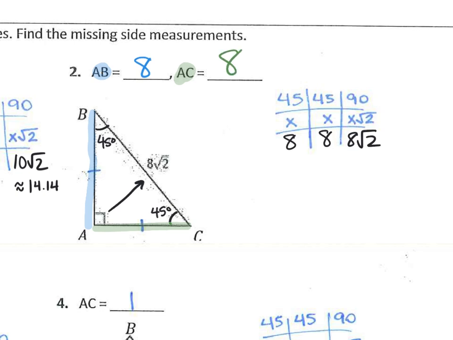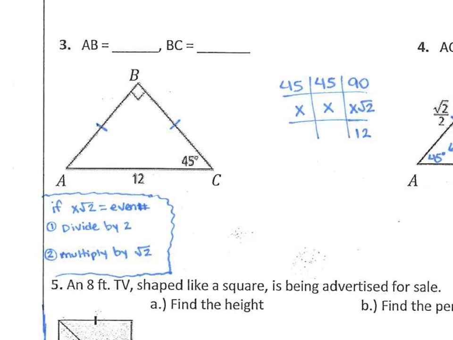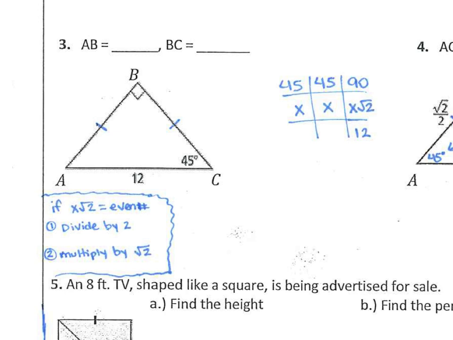Great. All right, let's look at the next problem here. In question number 3, this one's going to be a little bit different. So it says that we have a 45, 45, 90 triangle. Since this is a 45, this is 90, that means this has to be 45. In my tic-tac-toe board, x square root of 2, they gave me that the side across from the 90-degree angle was 12.